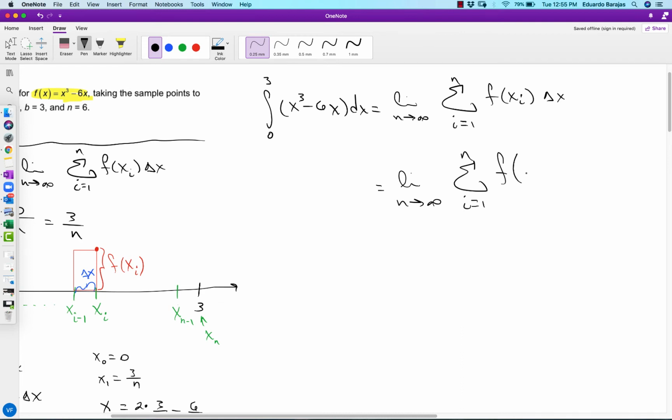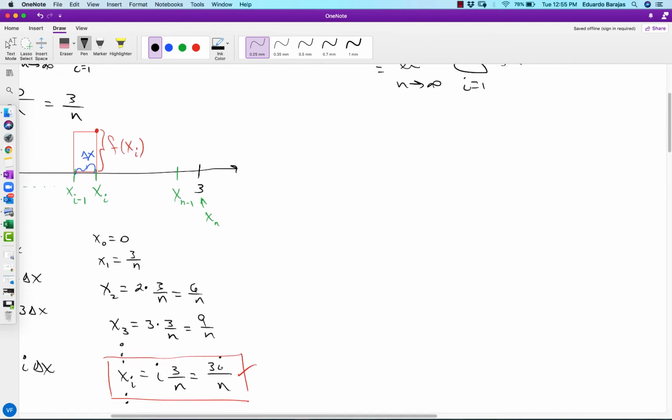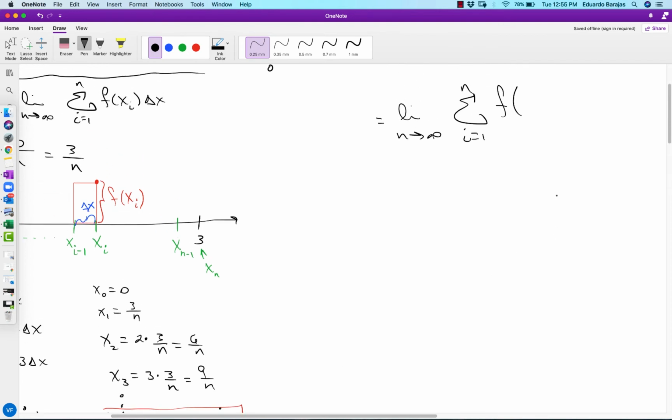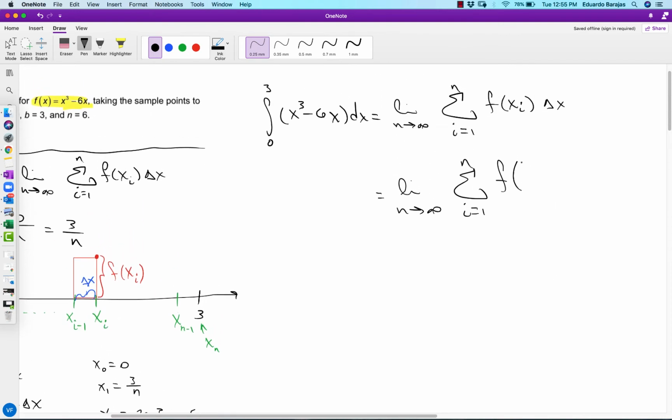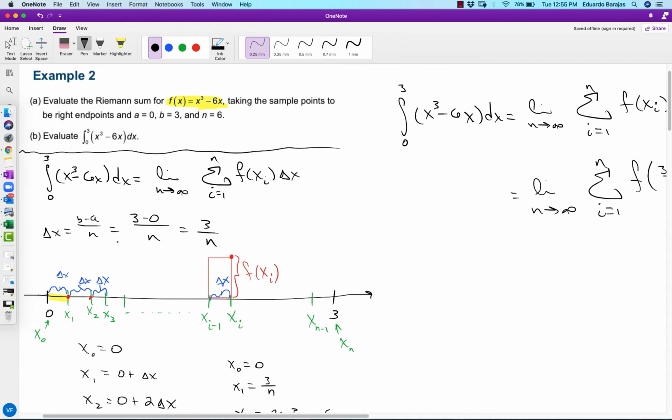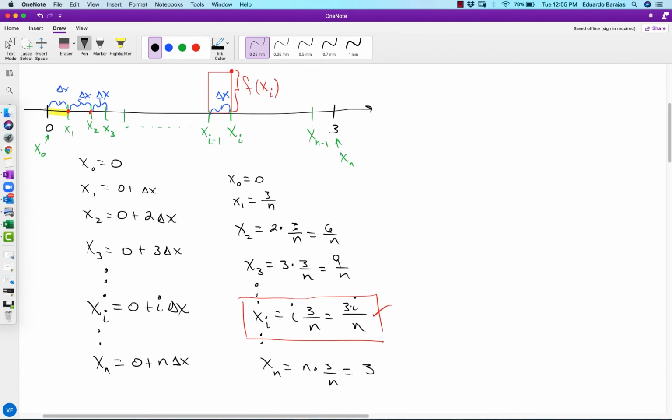Now we just established that the x sub i value is actually 3i over n. So that's what I put right over here. 3i over n is the x sub i-th value times delta x. And delta x is also an established value. It's right here. Delta x is equal to 3 over n. I'll zoom out a little bit and we'll see everything all at once. But the delta x is the 3 over n, and the x sub i is 3i over n.